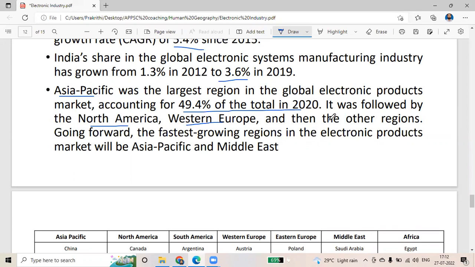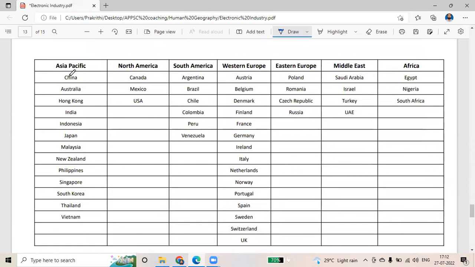ऐसा है. सबसे ज्यादा है Asia Pacific region. If you look at this, you can understand Asia Pacific region includes सबसे ज्यादा China, followed by, so Asia Pacific means Pacific Ocean का region. It includes China, Australia, Hong Kong, India, Indonesia, Japan, Malaysia, New Zealand, Philippines, Singapore, South Korea, Thailand, and Vietnam. So these are the dominating countries in Asia Pacific.